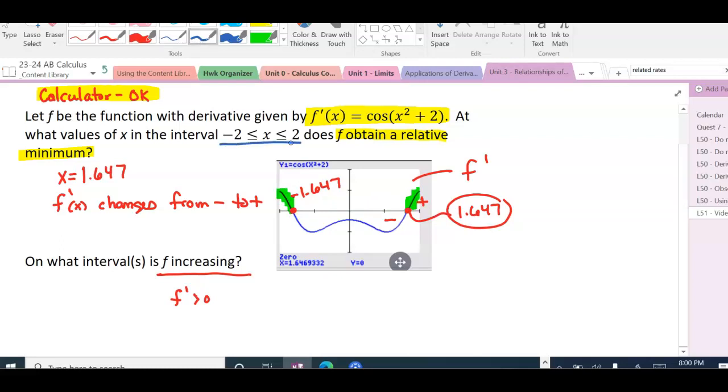So on the interval -2 to 2, we would say -2 to -1.647, union 1.647 to 2, and our justification, f prime of x is greater than 0 on these intervals.